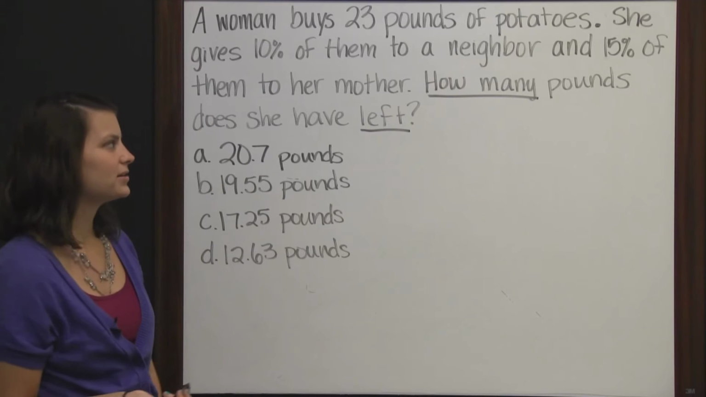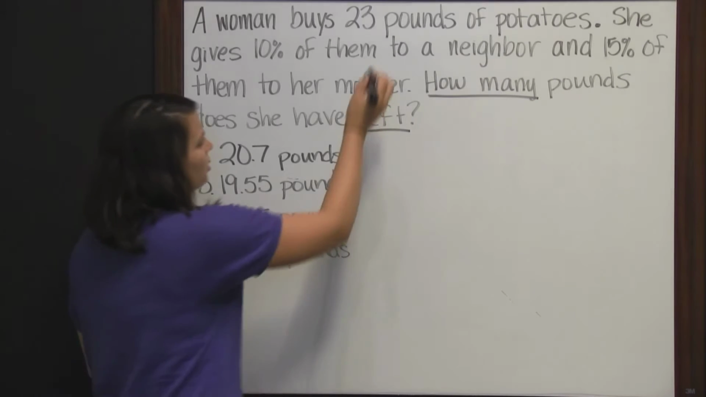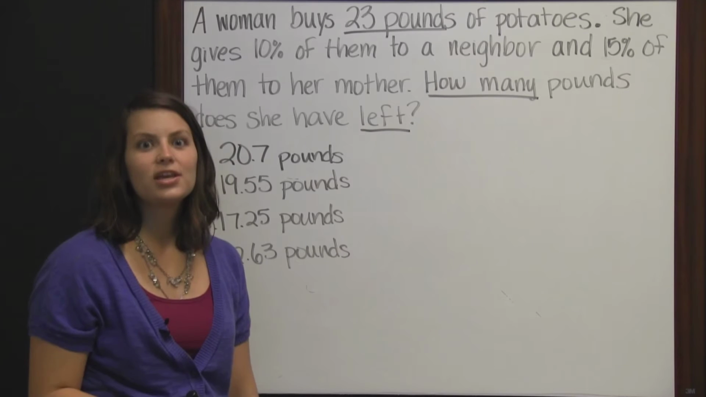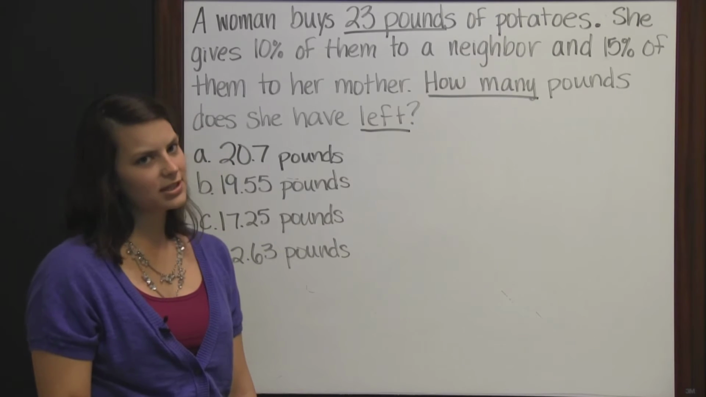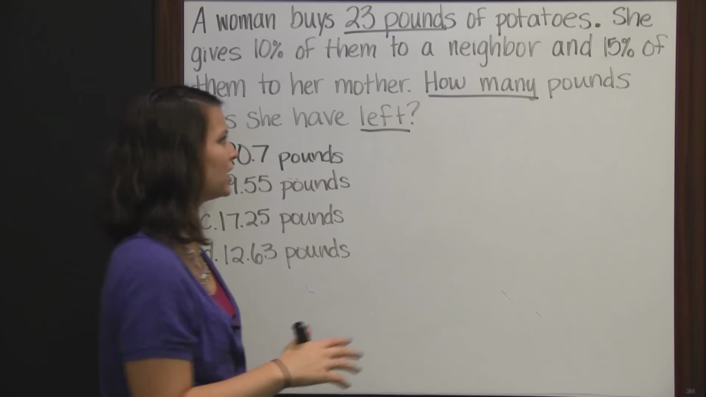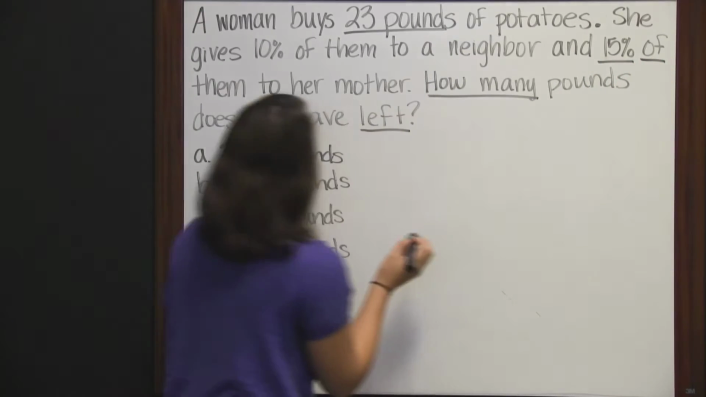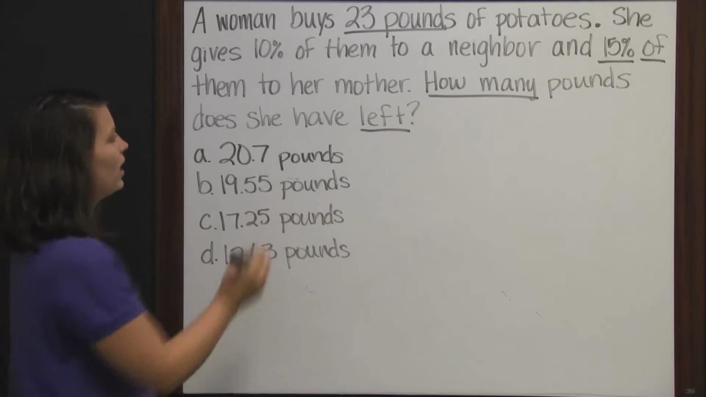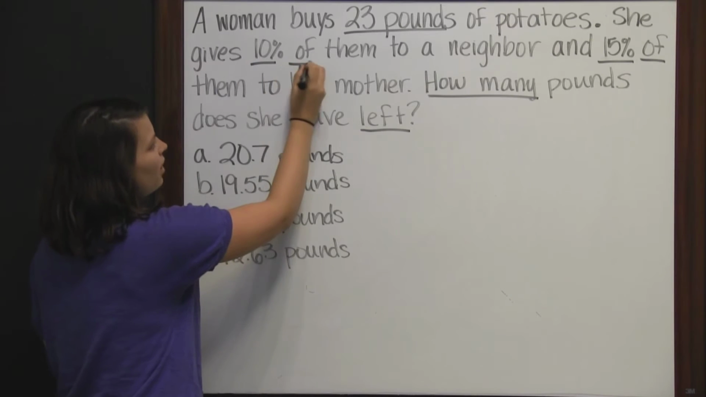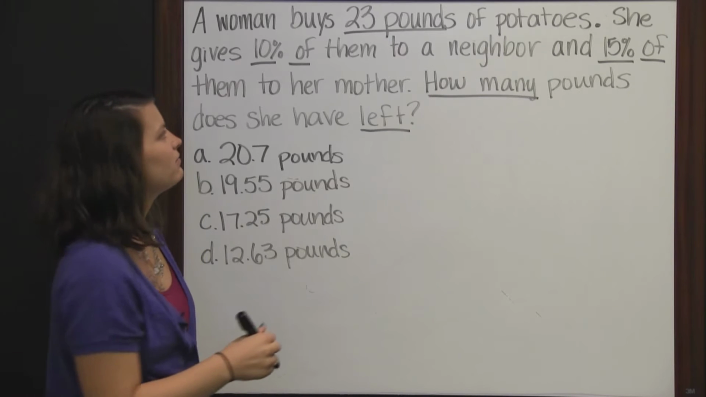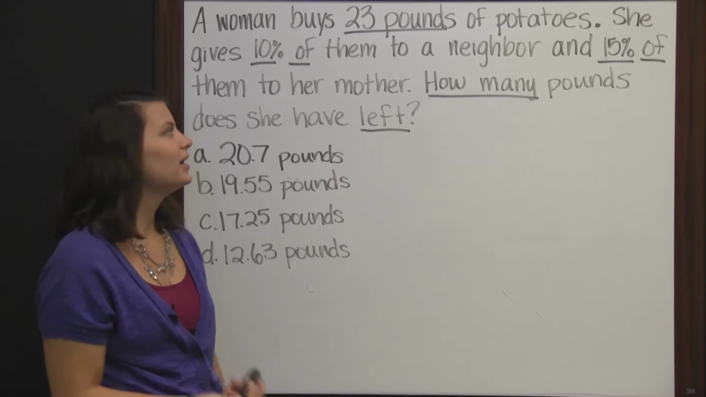But subtract what? She starts out with 23 pounds. But it doesn't tell us how many pounds she gives away to this person and to this person. They tell us what percent of 23 pounds is given away. So we need to figure out how many pounds that is.